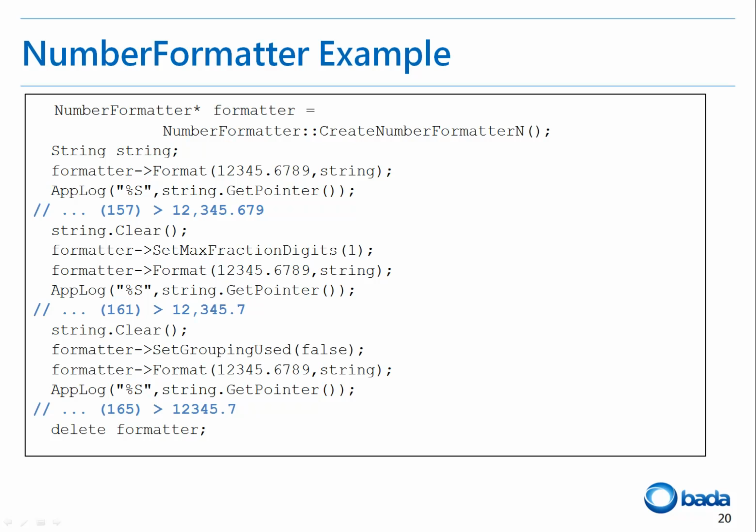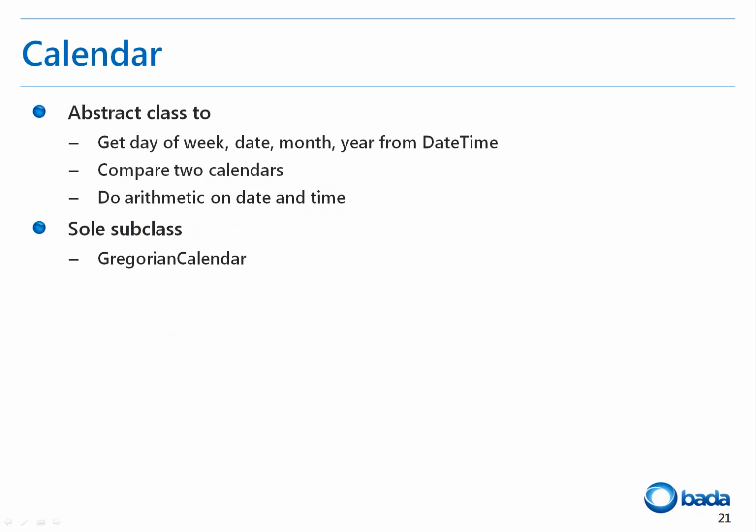Then I set grouping used to false to cancel any grouping. So the comma for 1,000 is removed. The resultant string becomes 12345.7.